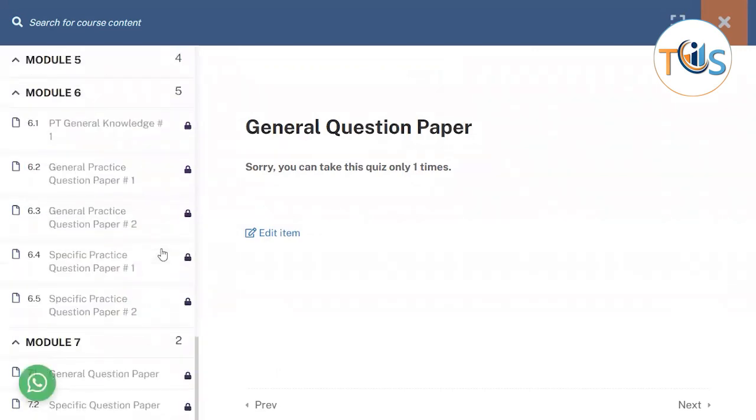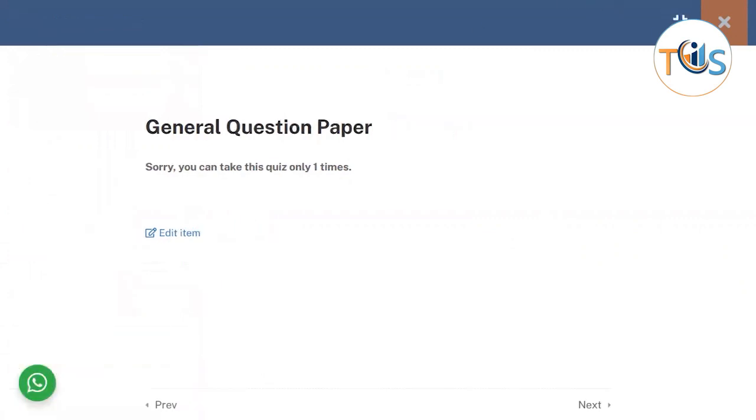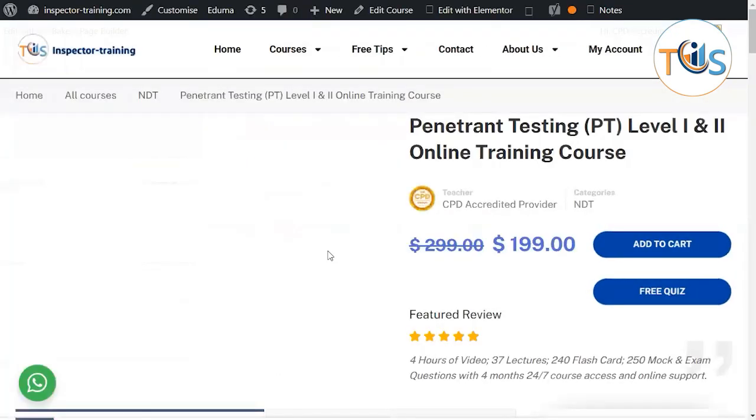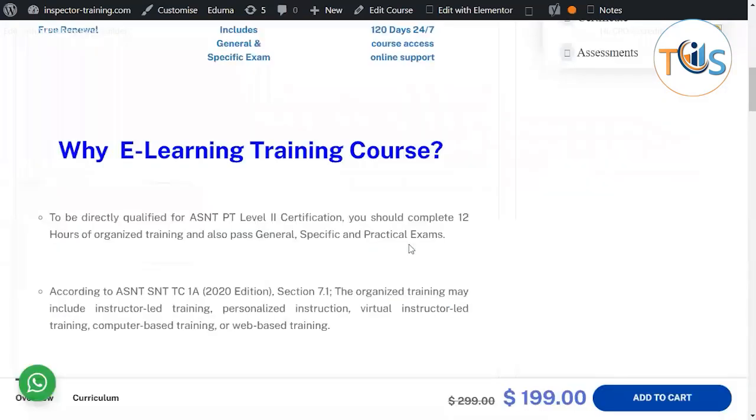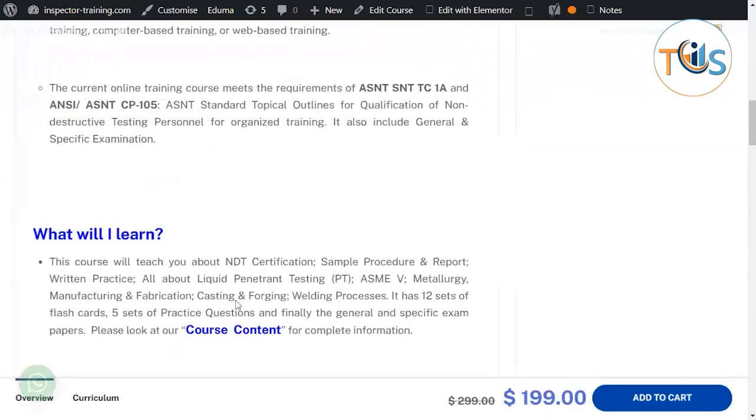You can only do it once. Once you have completed the course, you're allowed to attempt the general and specific questions. And as we said, if you fail this, we reset it free of charge for you, so you can go through the course again and attempt these questions. Any questions, please let us know. And it's an excellent course.